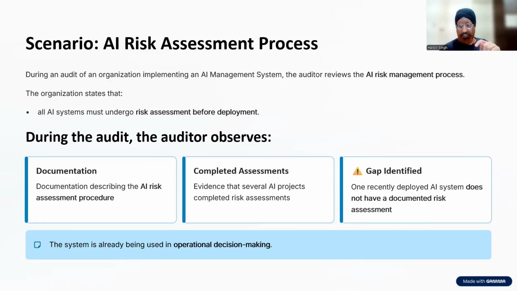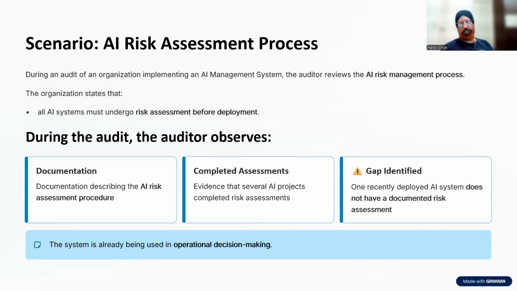What were your observations as an auditor? You are the observer, you are the auditor. What have you observed during this particular audit? From the documentation point of view, you have observed that the documentation describes the AI risk assessment procedure. What about the completed assessments? In this section, you have identified evidence that several AI projects have completed the risk assessments. Very good, that's a very good observation that you have made.